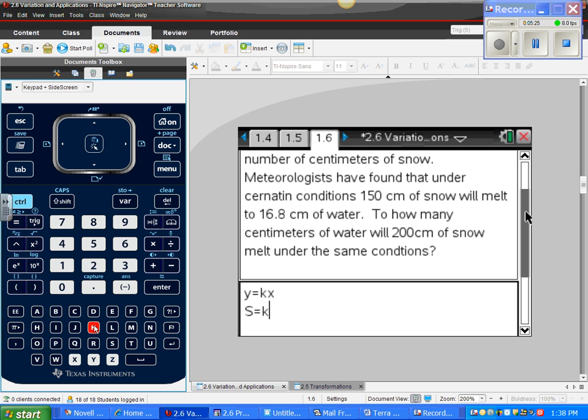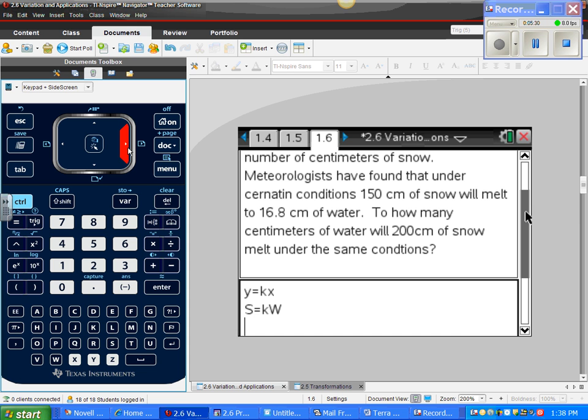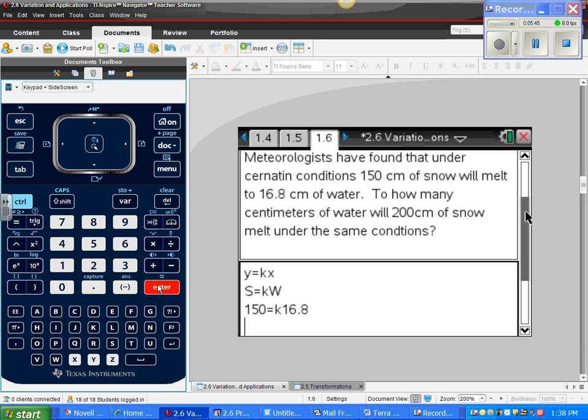Instead of X, we use W for water. Okay? So now they tell us 150 centimeters of snow, and then K times that is going to become 16.8 centimeters of water. So what we need to determine is what my K value is, and we know that we can do that through division.